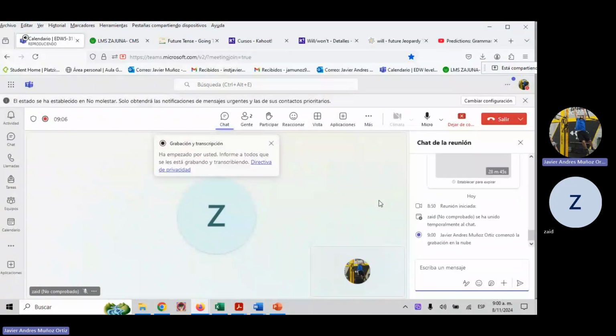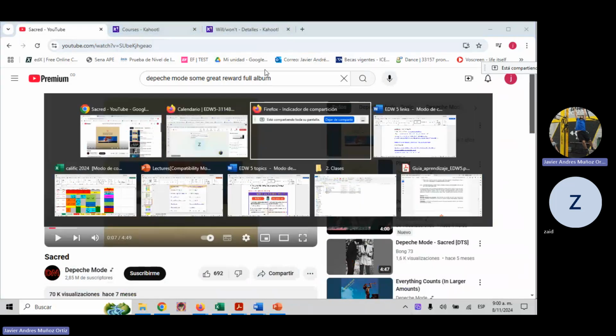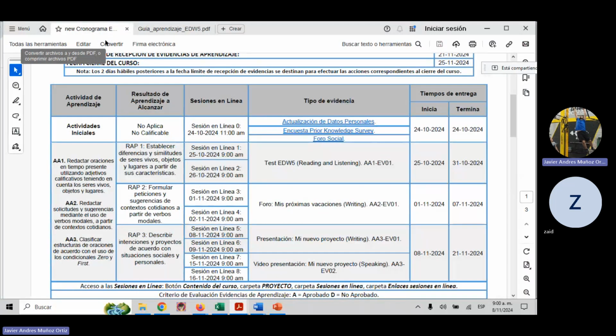So, what are we going to do today? What are we going to do on this occasion? Well, according to the learning guide, let's check the learning guide and the schedule. According to the schedule, today, the 8th of November, we'll start our next resultado de aprendizaje.